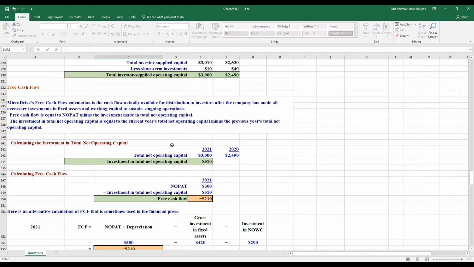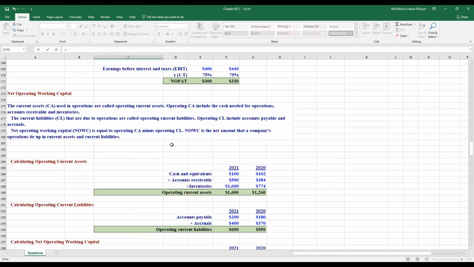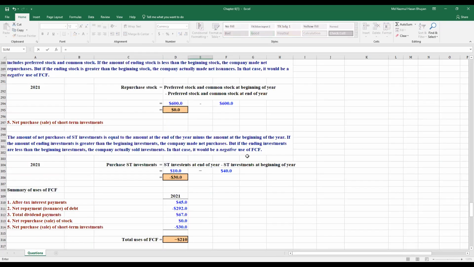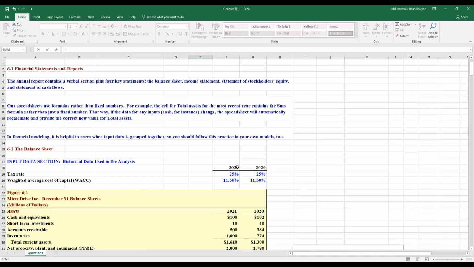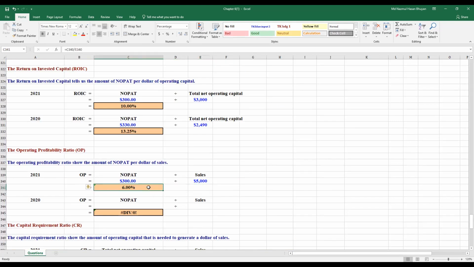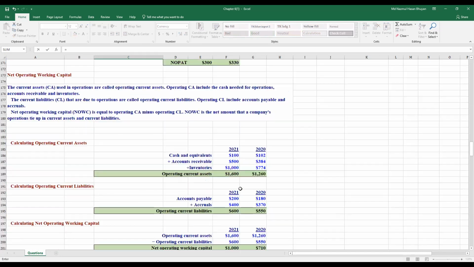Okay, net operating profit after tax, then sales revenue, then operating profitability ratio is NOPAT over sales. Again, we are calculating the same ratio for the year 2020.